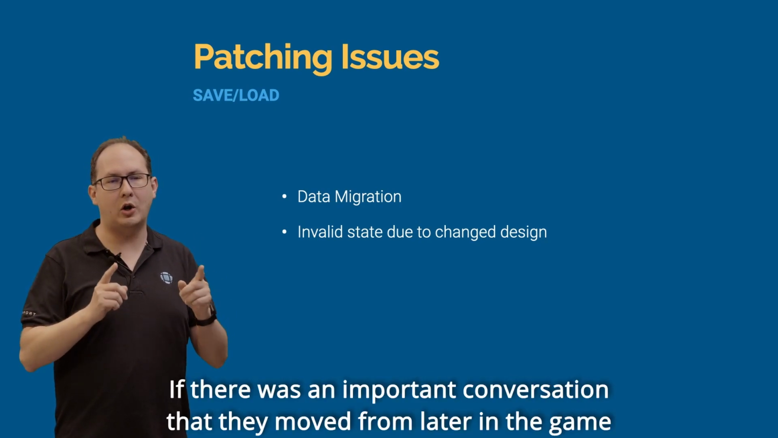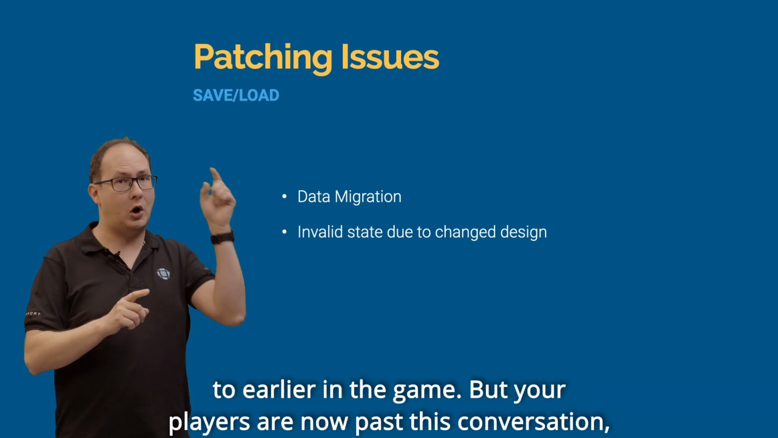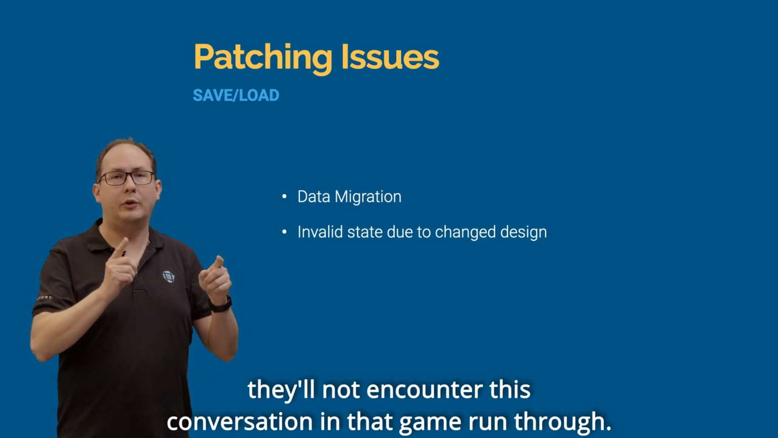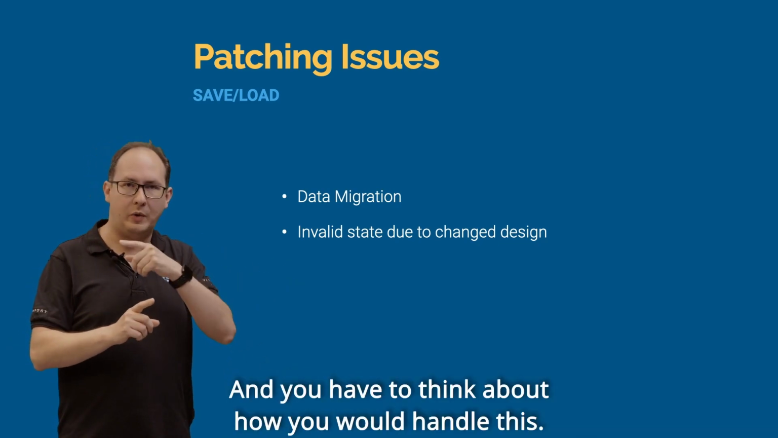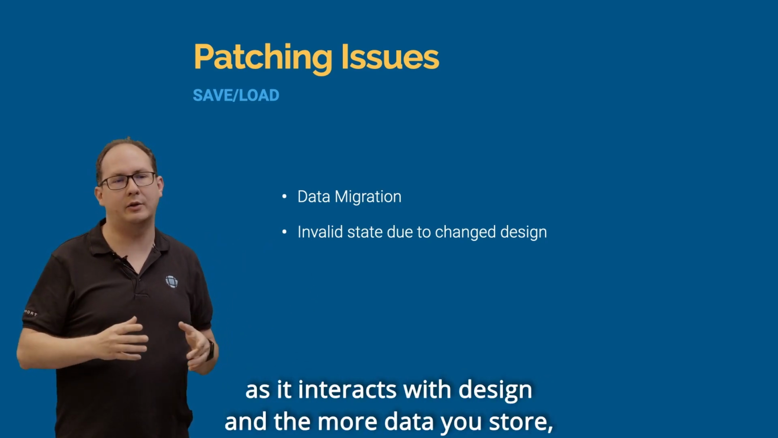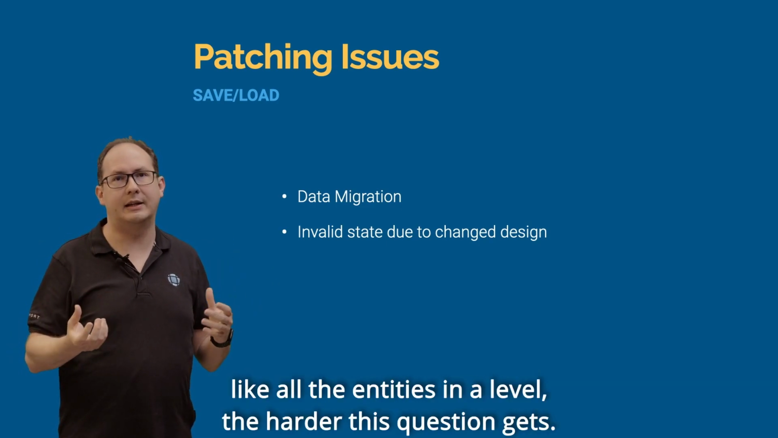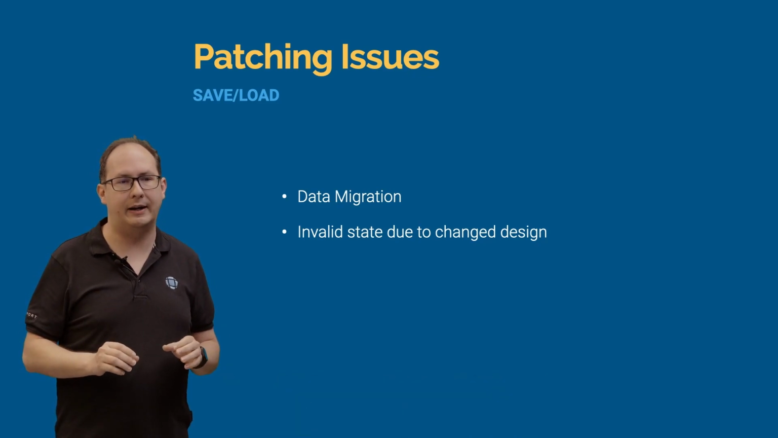If there was an important conversation that they moved from later in the game to earlier in the game, but your players are now past this point, they'll not encounter this conversation in that playthrough. And you have to think about how you would handle this. This isn't strictly a data migration problem, as it interacts with design. And the more data you store, like all the entities in a level, the harder this question gets. So you have to think very carefully about it.